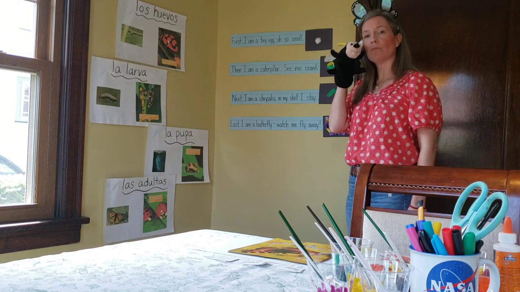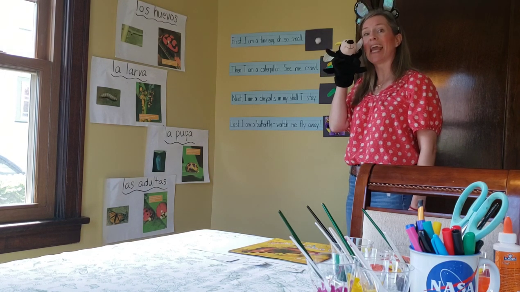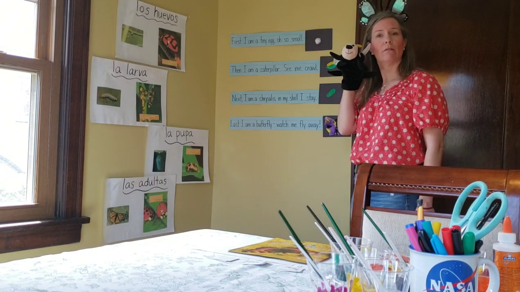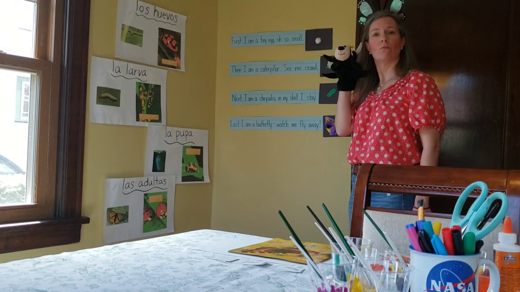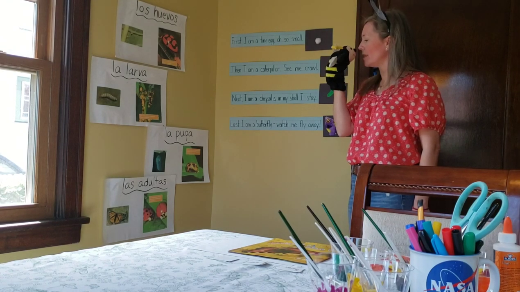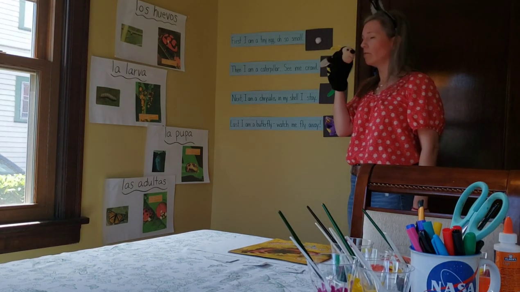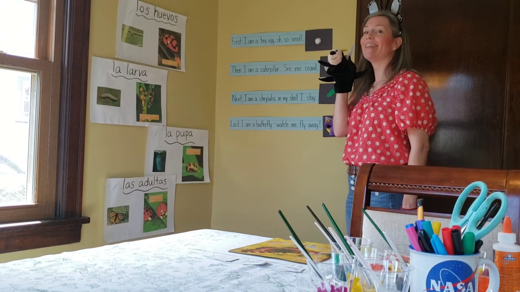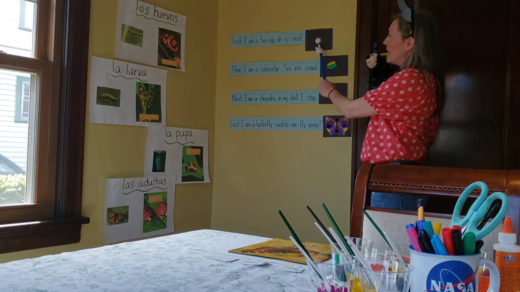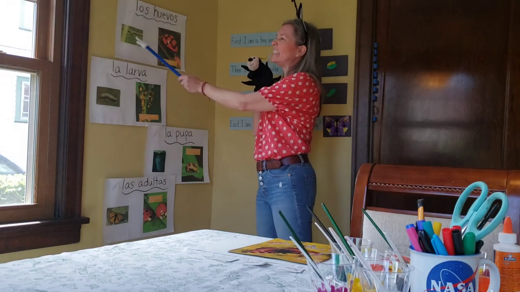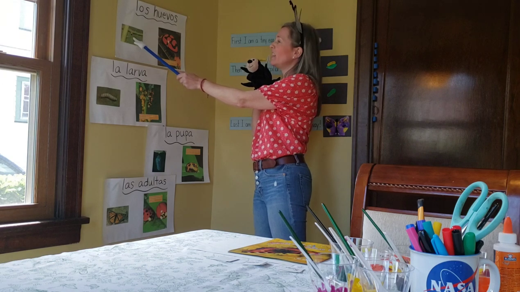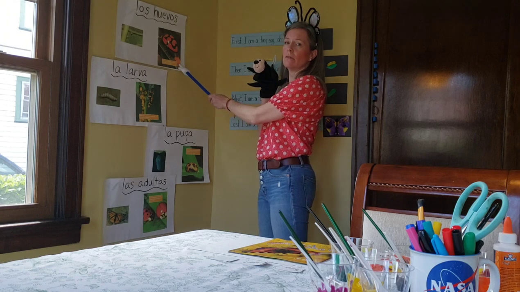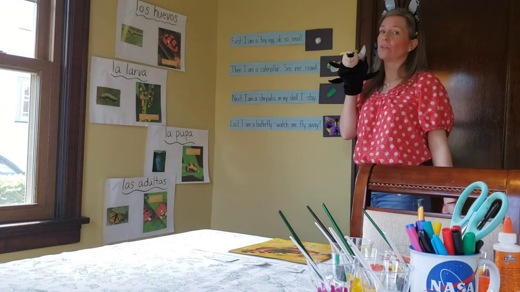Okay, next one. The next stage he wants you to spy is the egg stage. Can you find the egg? Where's the egg? Do you think they know? Do you guys know? The egg stage. Here's an egg. There's a teeny tiny egg on the leaf right there. Oh my goodness, look, there are eggs right here too. That's the egg stage, is the first stage.